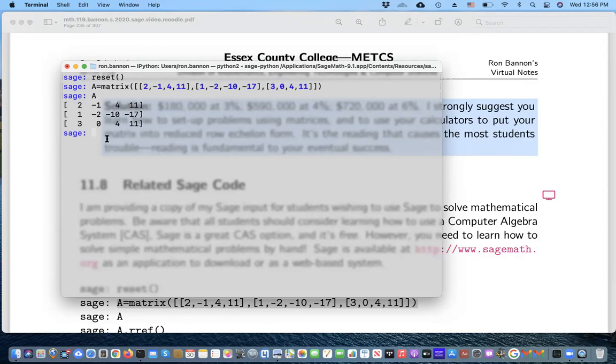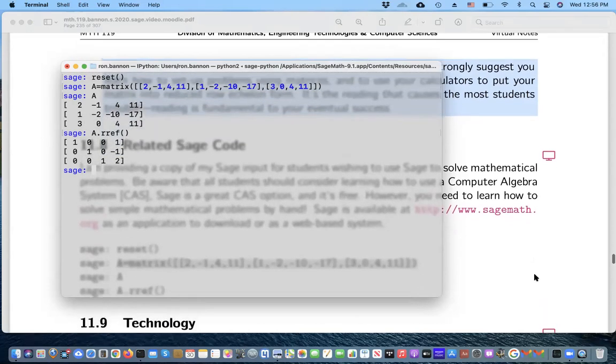Now, what they want to do, and this is really Python, is the reduced row echelon form of A. And what does it give me? 1, 0, 0, 1, 0, 1, 0, -1, 0, 0, 1, 2. It gives me that, all right, which is good news. I got something pretty neat over here.